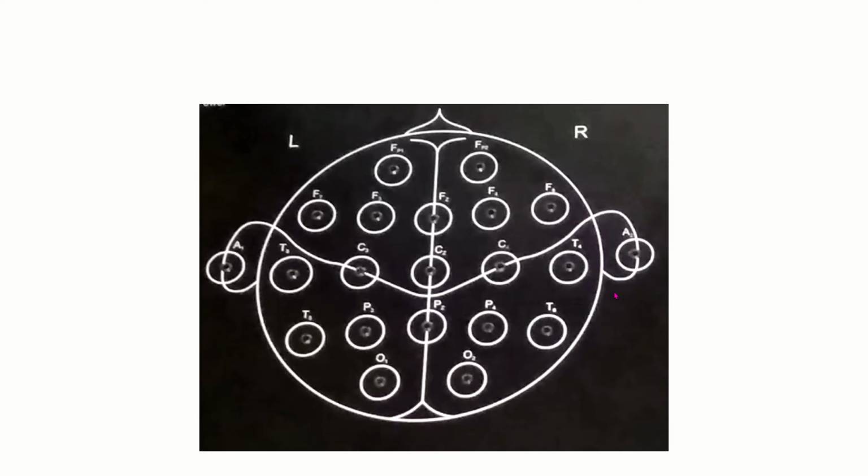Whenever we perform unipolar recording, we will be taking electrode potentials on the scalp. For electrodes present on the left hemisphere of the scalp, the potential will be measured with respect to A1, and for those electrodes present on the right hemisphere, the potential will be measured with respect to A2.